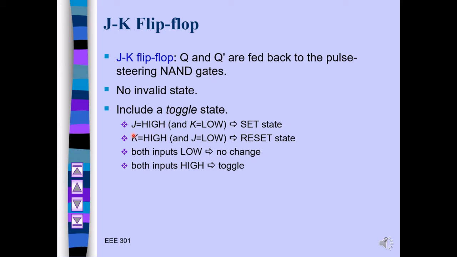So when your J is high, this is called the set state. Obviously your K is low. When your K is high, obviously your J is low, this is the reset state. If both inputs are low, then no change. If both inputs are high, then toggle. Previously, for both inputs high, that was an invalid state, but right now we can rectify the circuit so that it becomes toggle.